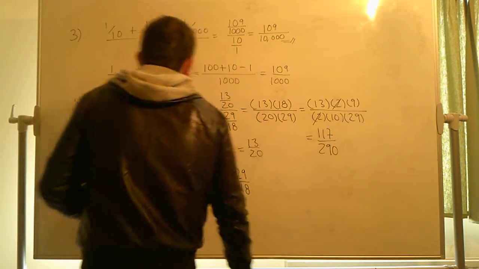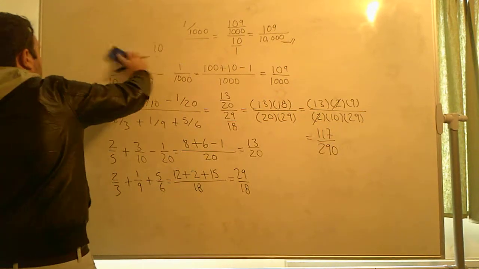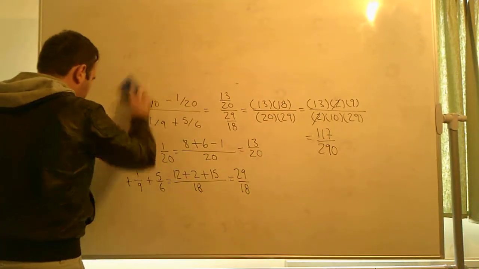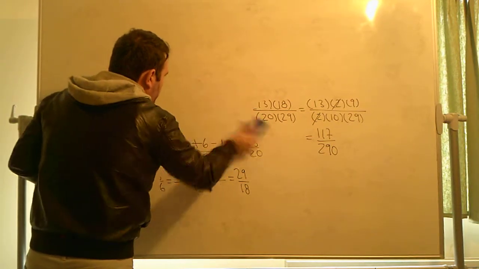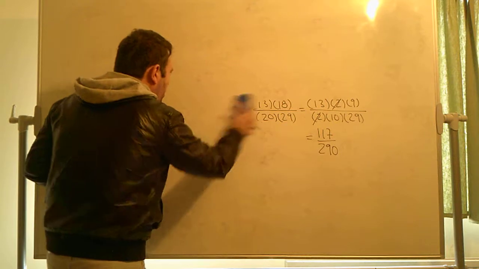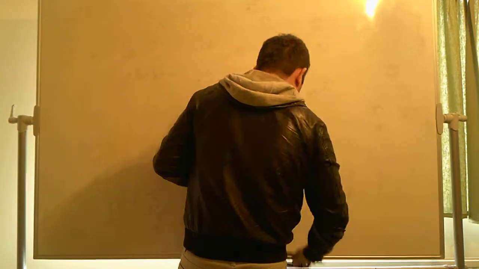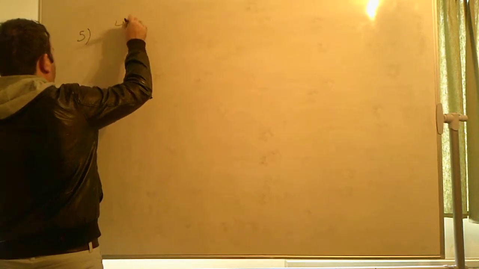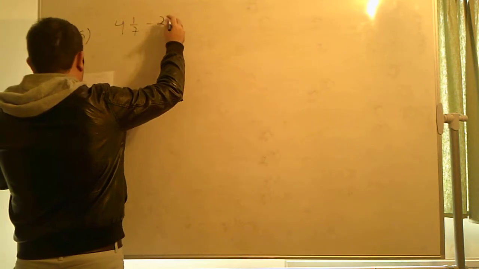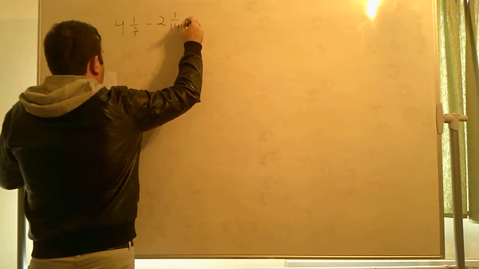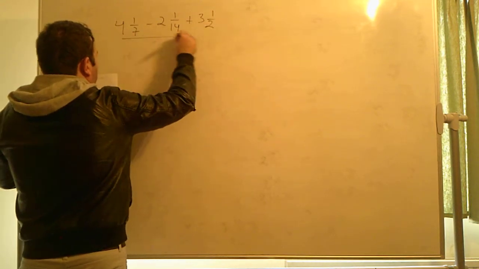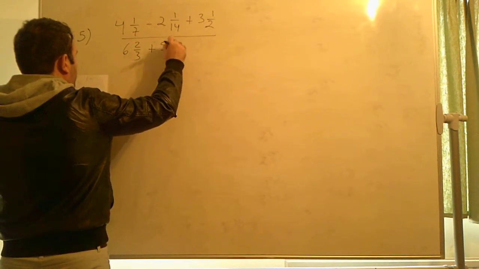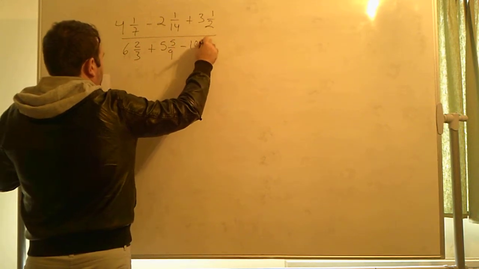Now let's try another example. 4 integers 1/7 minus 2 integers 1/14 plus 3 integers 1/2, divided by 6 integers 2/3 plus 5 integers 5/9 minus 10 integers 1/18.